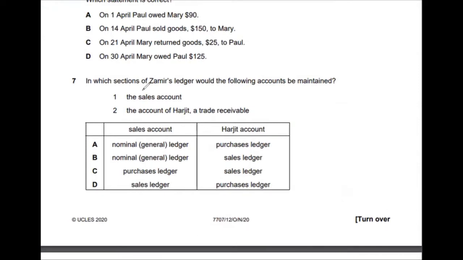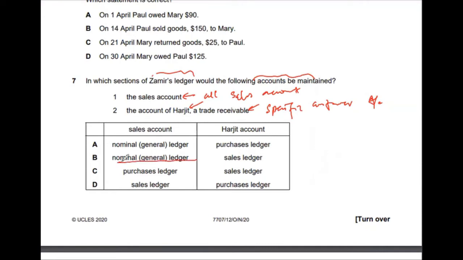Multiple choice 7: in which sections of Zamir's ledger would the following accounts be maintained? The sales account and the account of Harjeet, a trade receivable. So this is the sales account, and this is a specific customer account. The sales account will appear in the nominal ledger. Harjeet is a trade receivable, which refers to the sales ledger. And therefore the correct answer to multiple choice 7 would be option B, sales ledger.